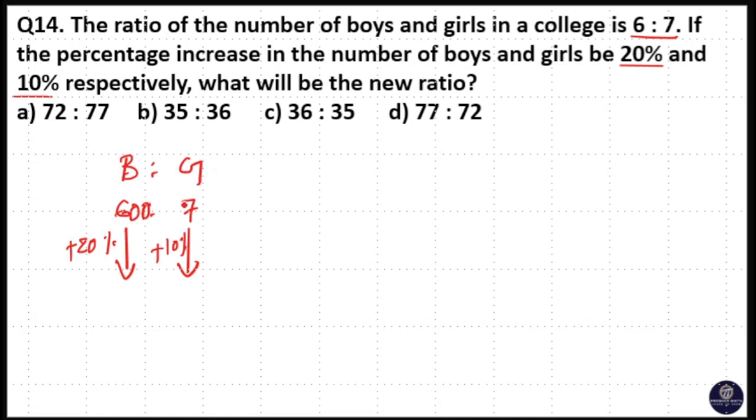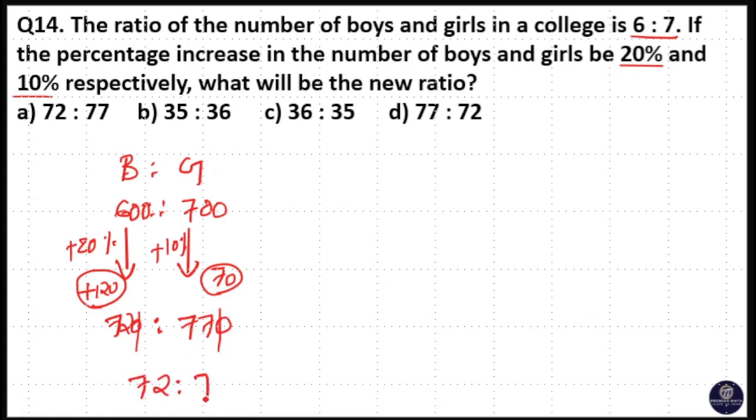Here I will take 600 and 700 because I will multiply the ratio with 100. Then 20% of 600. That means here 10% is 60, 20% is 120. So 600 plus 120 is equal to 720, your new number. Same way, 10% of 700 is equal to 70. Then 700 plus 70 is equal to 770. So when I cancel out zeros, 72 is to 77 is your new ratio.